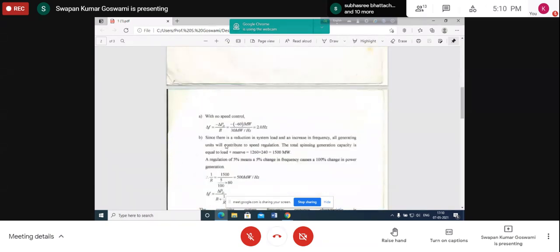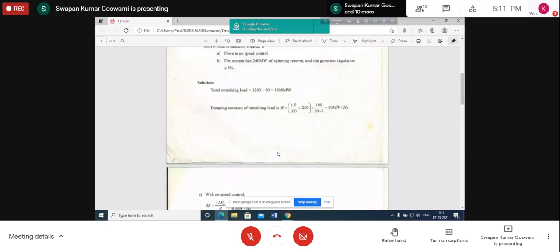Okay, could you understand? Since there is a reduction in system load and an increase in frequency, all generating units will continue to contribute to speed regulation. The total spinning capacity is equal to the load plus reserve. Spinning capacity is actually the reserve capacity that is rotating. So what is the total capacity? Total capacity is the load 1260 plus the reserve, that is 240 megawatt, which means 1500 megawatt. Or we can say that 1500 megawatt is the capacity of the generation in this particular example.